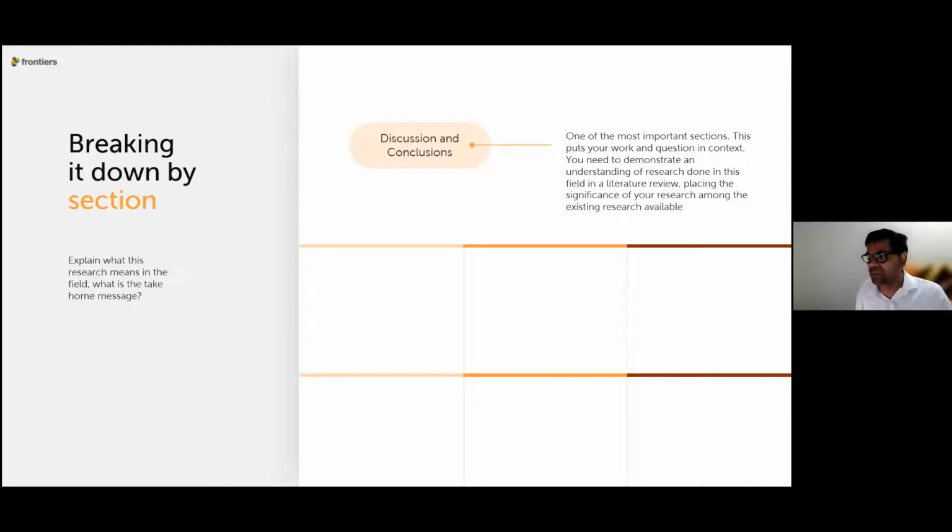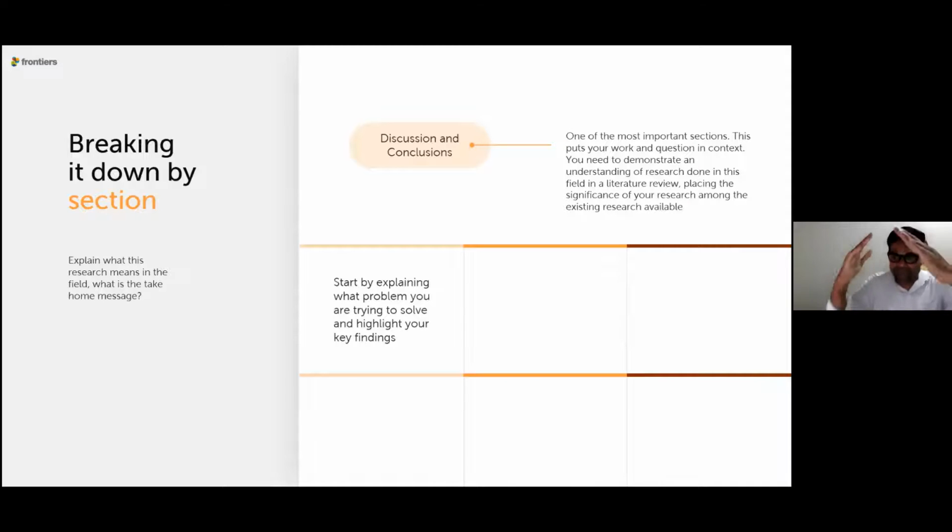And a huge number of manuscripts are rejected because their discussion is very weak, okay? And they include only a description of the results. So start by explaining what problem you are trying to solve. As I mentioned, keep your focus very narrow, highlight your key findings. Then we compare other published results with your own, okay?